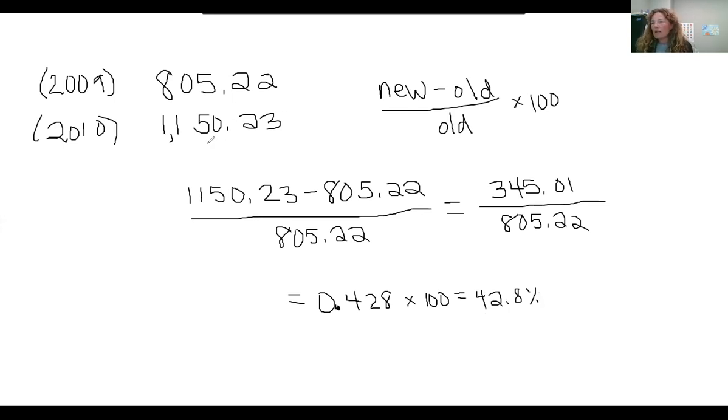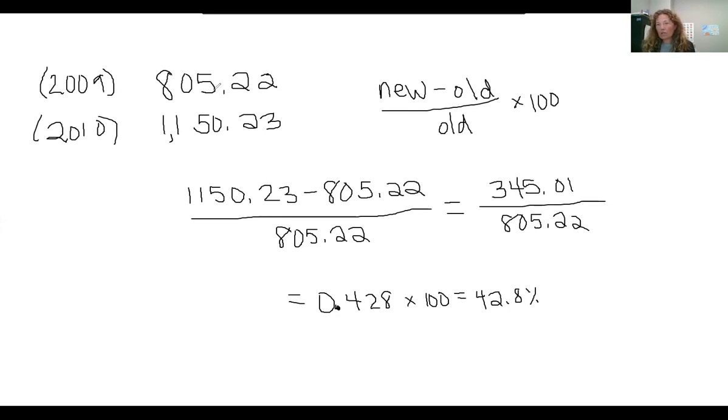So what does that mean? That means that from January of 2009 to January of 2010, the S&P 500 value rose 42.8%. That's almost half. It almost rose by 50%. Half of its value on top of itself. That seems like a pretty big percent increase. It is positive because it was an increase.